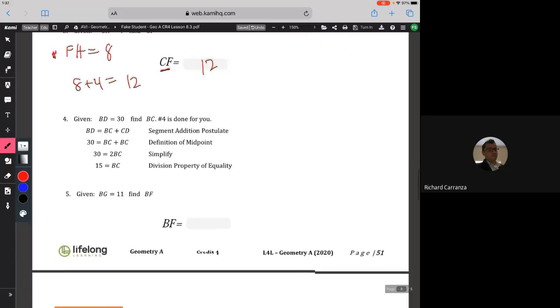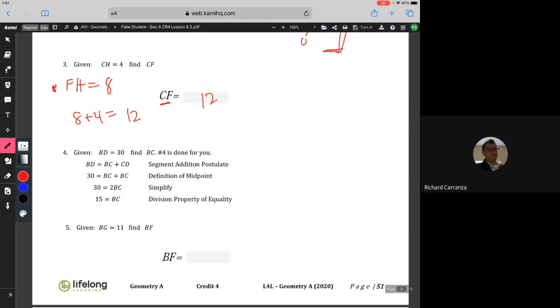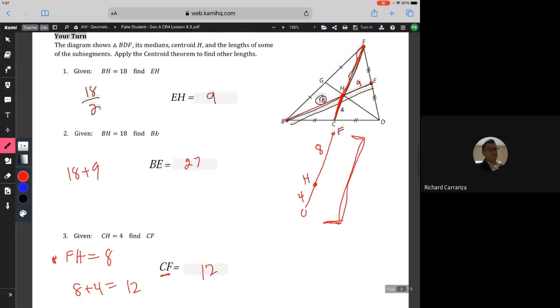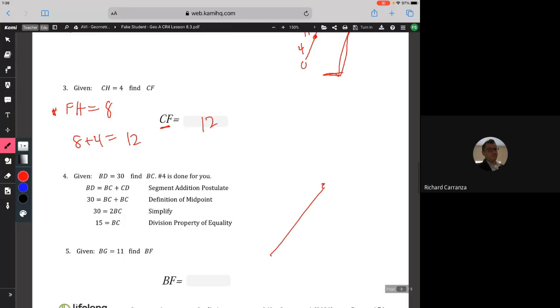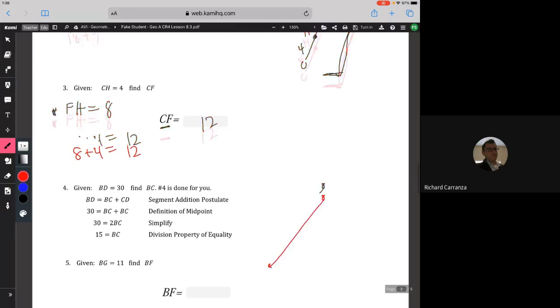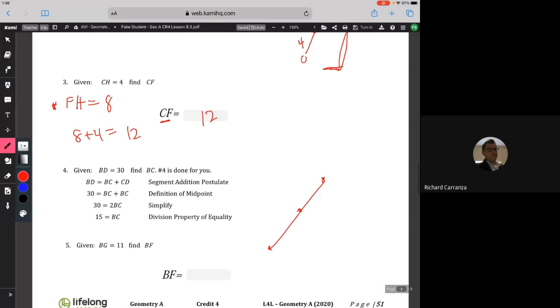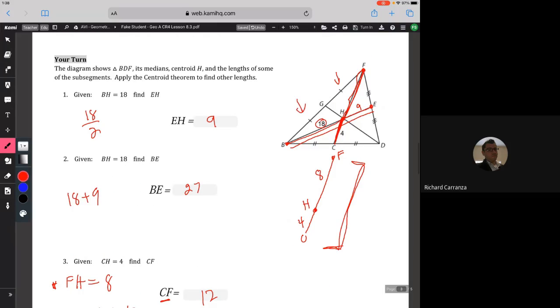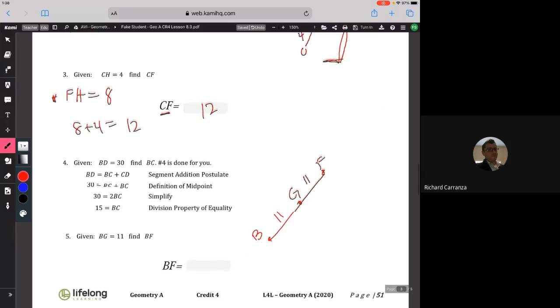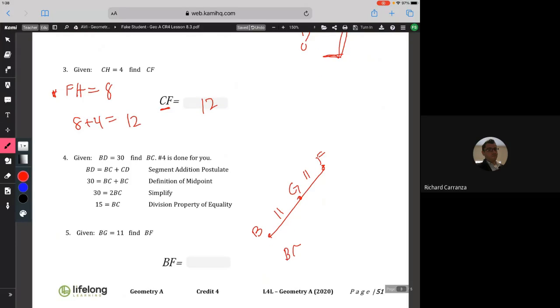Number 4, they gave it to you, but then they asked you to do number 5. Number 5 says BG. So they have 2 lines like that, and BG is halfway. So B, G, and F. And they tell you that this side is 11. But guess what? This side is also 11. You could see the little tick marks that are here. That means that they're congruent. So together, to find BF, you have to add BG plus GF, which would give me 22.